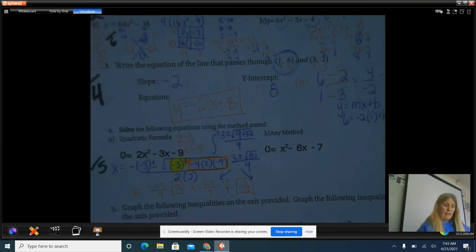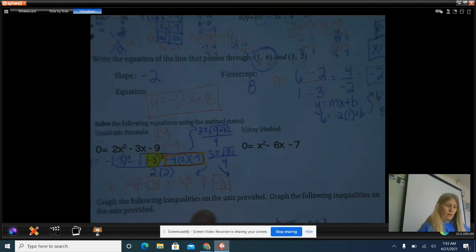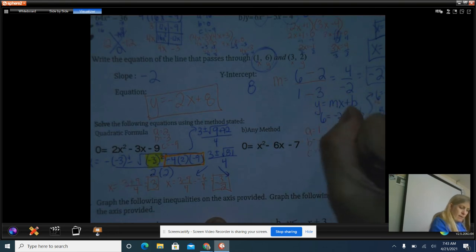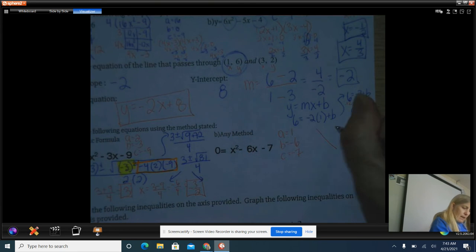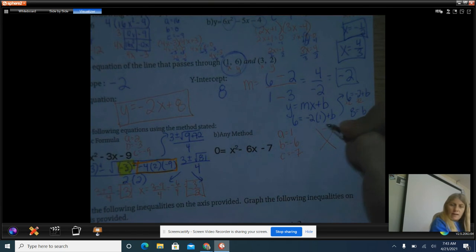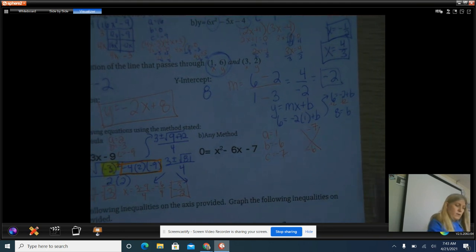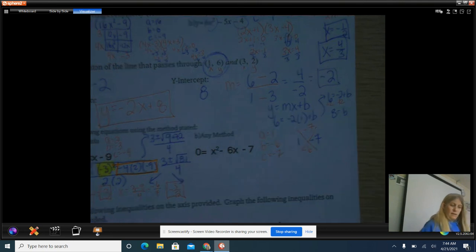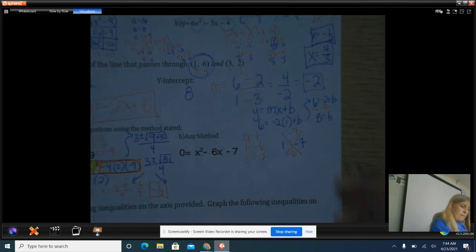The next one's going to have any method. I'm going to use a generic rectangle diamond problem. So my A is 1, my B is -6, and my C is -7. A times C is -7, and B is -6. The only way to multiply to get a 7 is 1 times 7, and we want that to be a -6, so that's going to be 1 minus 7. We're going to go ahead and put that in our generic rectangle.